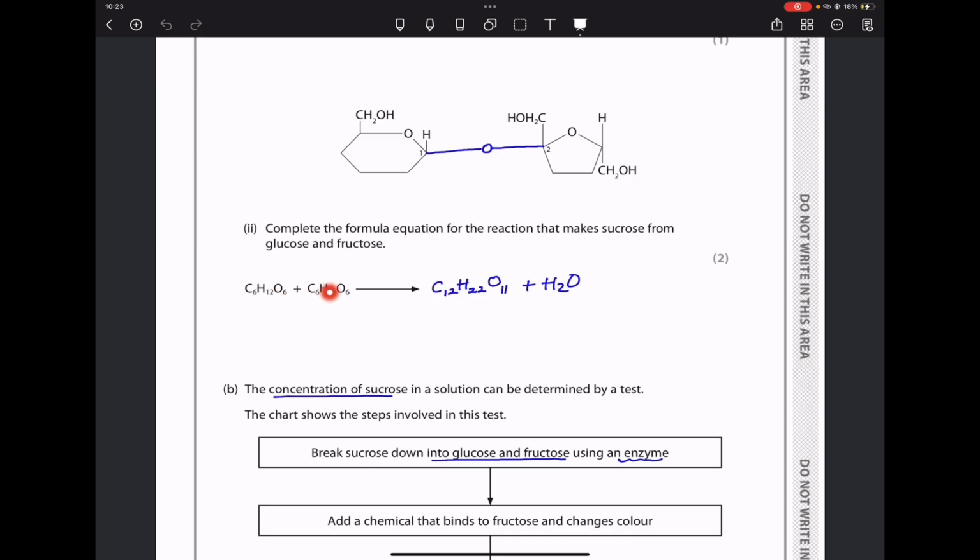The hydrogens are going to be added up, but they lose 2. So 12 plus 12 is 24. But when you take away the 2 in water, it leaves 22. So hydrogens are 22. And the oxygens, we add them, they are 12, but minus 1 that goes to water leaves 11. So this is my formula.